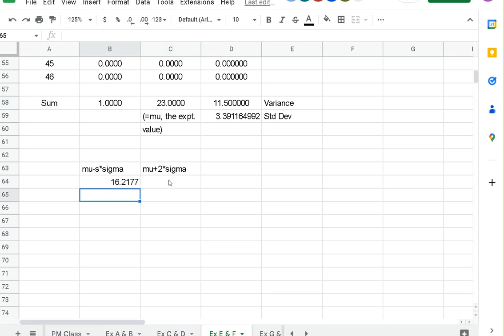So that's on the low end. Let's figure out what it is on the high end, equals mu, which is 23. This time I'm just going to type in the 23 plus 2 times sigma. Bam. That's what separates my low and high values.